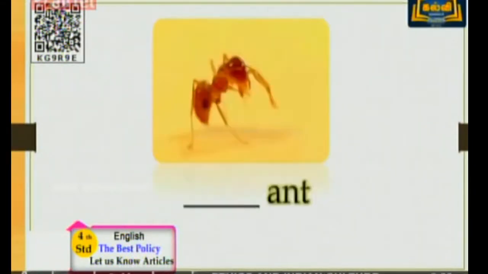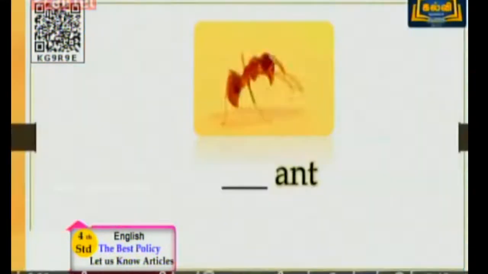B-O-O-K. The word starts with B. So obviously it is understood. You should use article A. Yes, you're right. The A is running and coming and sitting in that place. A. What can you see there? You can see ant. A ant or an ant.